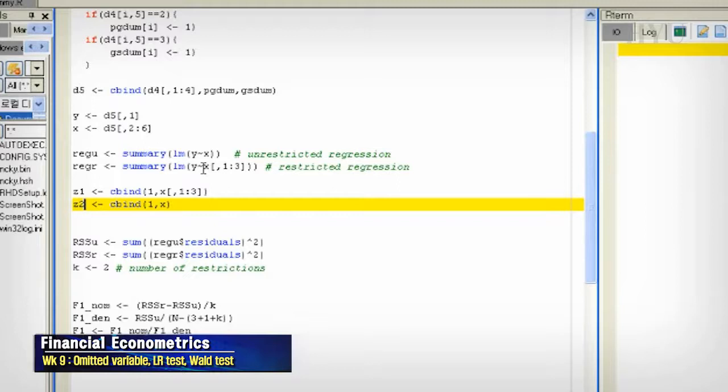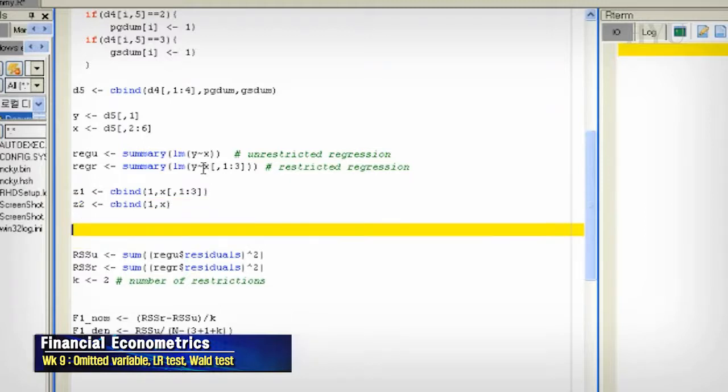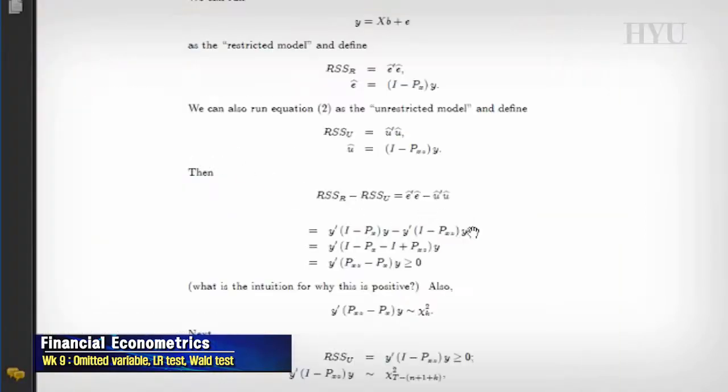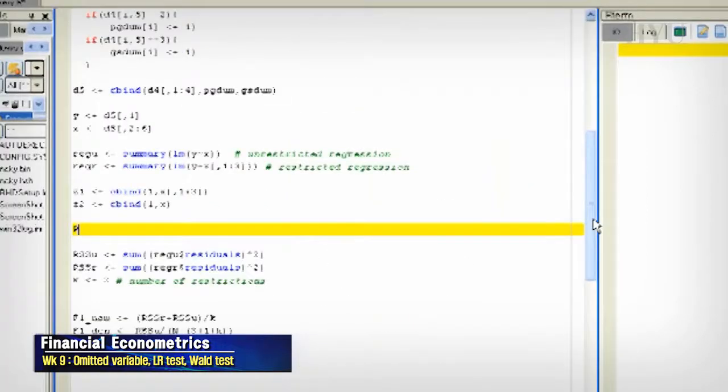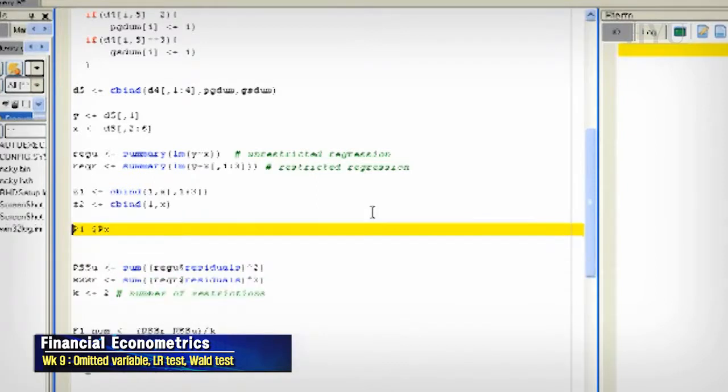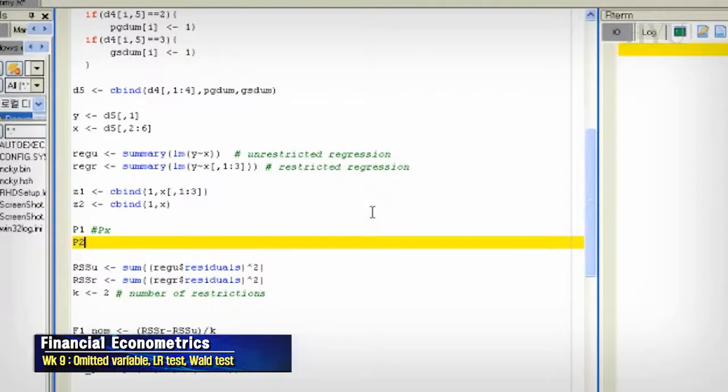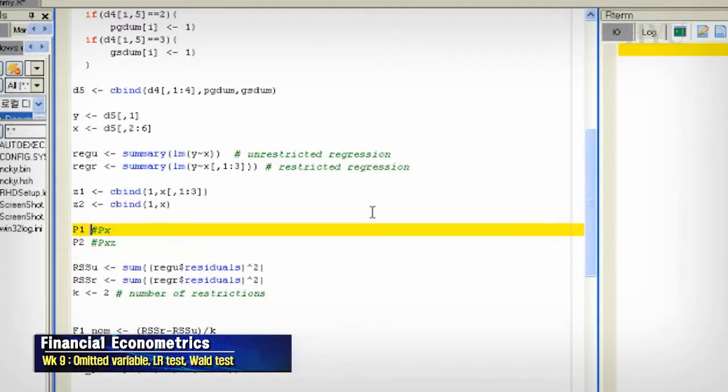Next I have to define the projection matrix. So basically P, what is the P? It is PX. Instead of this, I will simply call this one P1, which is basically PX, and P2 is basically PXZ.